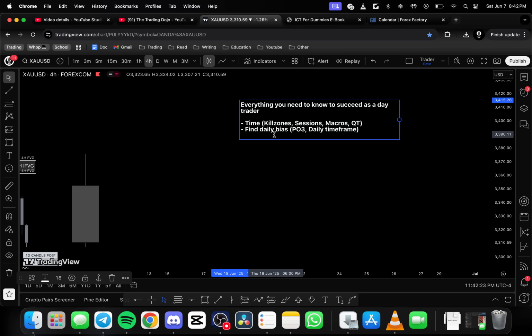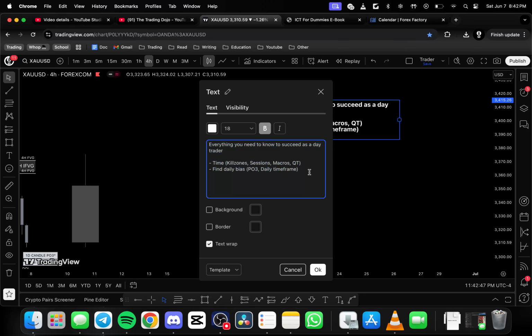In order to figure out where the 4-hour candle is going, you're going to look at the 4-hour time frame. But actually, I'm wrong there. In order to find out where the 4-hour time frame is going, you use the daily bias that you have. And in order to find out where the daily is going, you figure out where the weekly is going, right? The higher the time frame, the more the significance. So that's another thing that you're going to need to know, which is time frames.